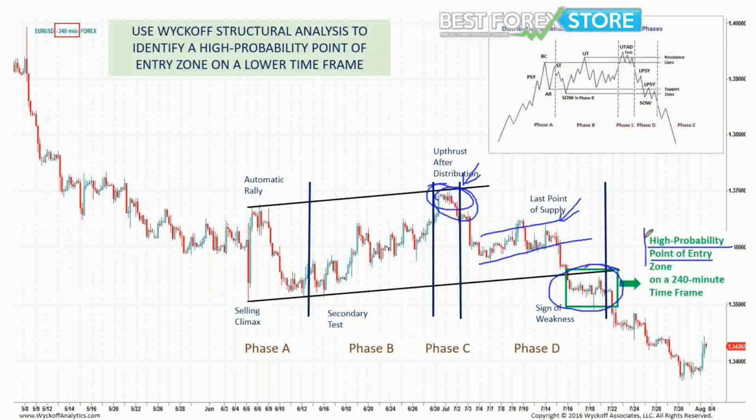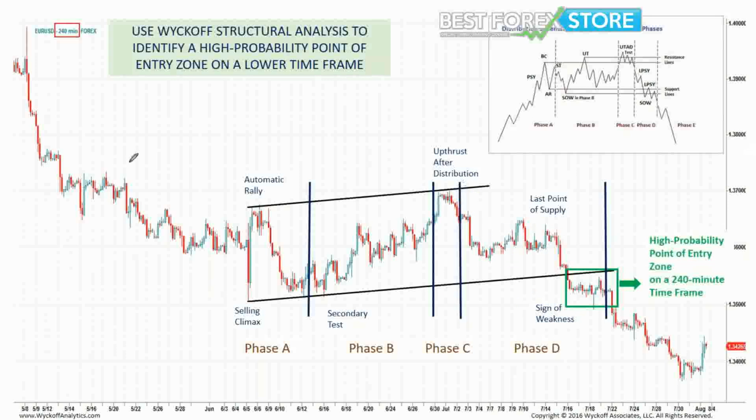I'm concentrating only on the high probability points of entry, so usually those are going to be after the commitment to the downside, and after the failed attempt to go in the counter move, and then the failure of that move. So those are the high probability trades for me.